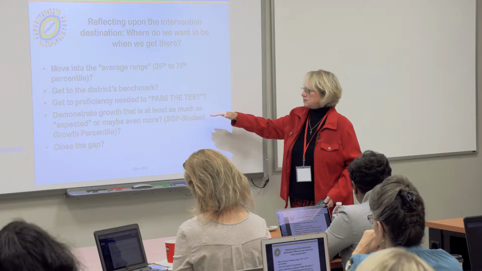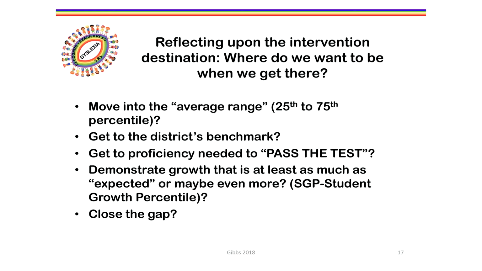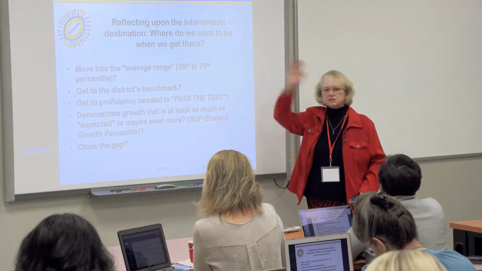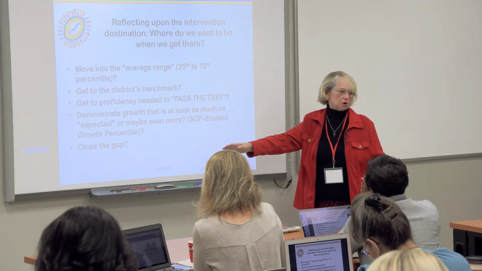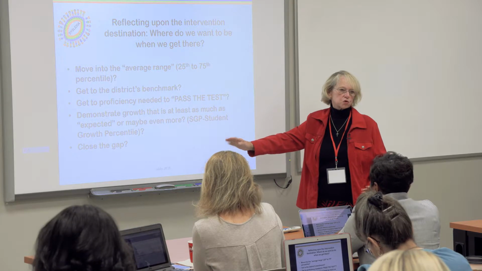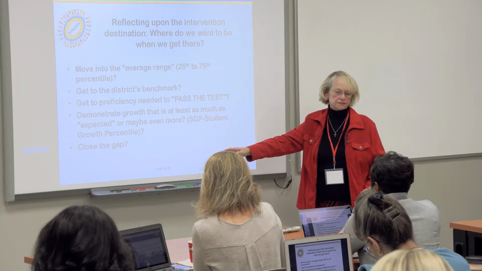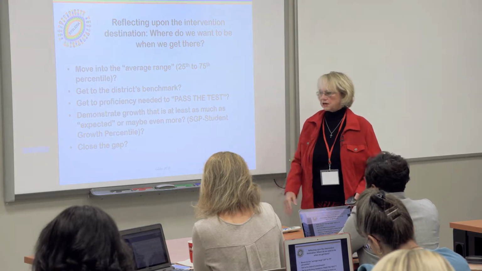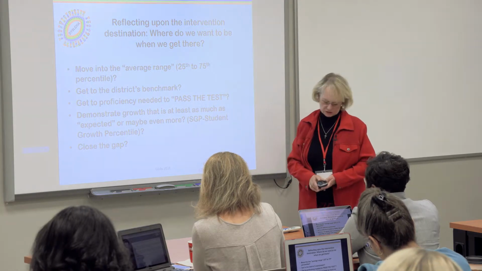All right, then demonstrate growth that is at least as much as expected, or maybe even more, and that comes from something called student growth percentile. This is the single best metric that exists in the universe for setting goals for children in terms of growth in academic skills. Student growth percentile. And we need to wonder if we're closing the gap.